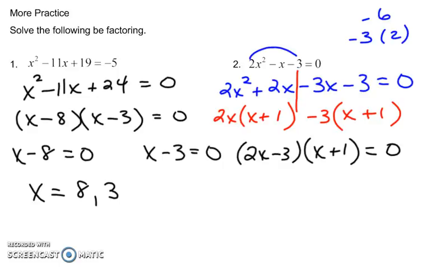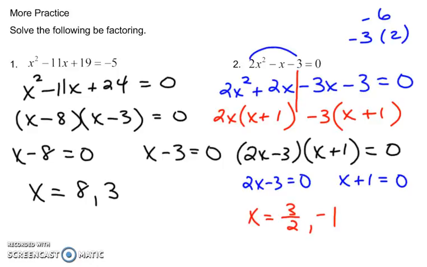Again, setting each factor equal to 0. 2x minus 3 equals 0. x plus 1 equals 0. So our solutions will be x is equal to positive 3 halves or negative 1.